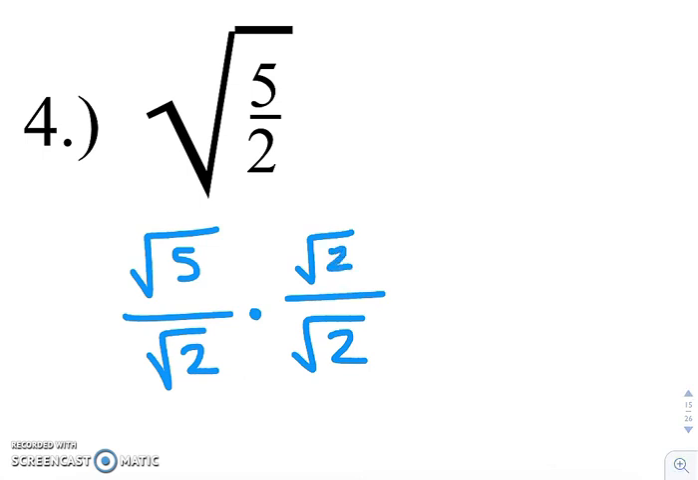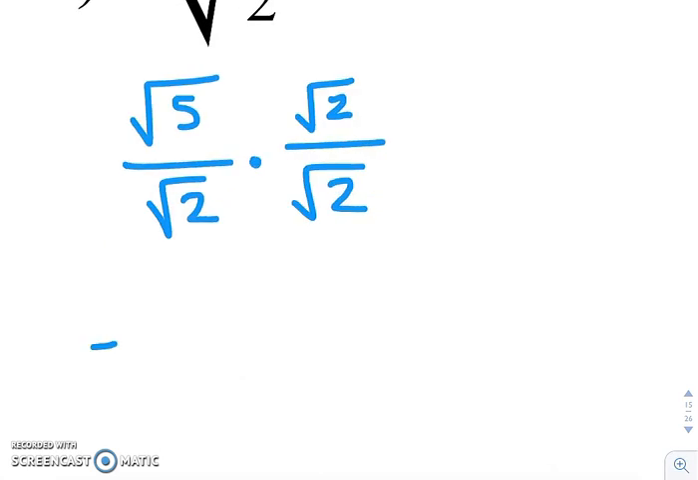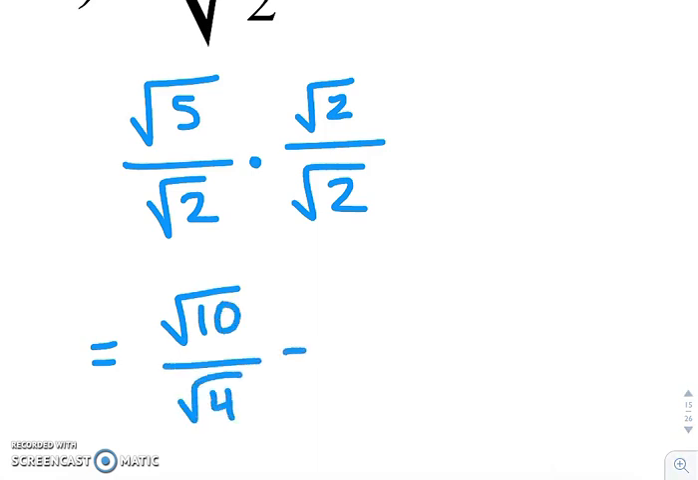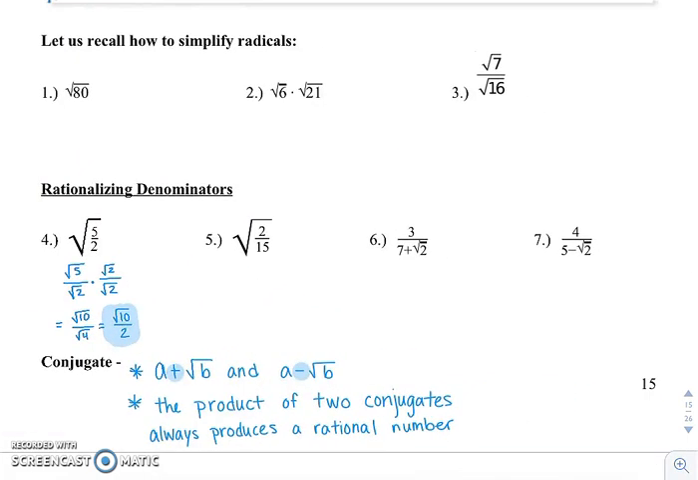So we have to do the top and bottom. So what happens is you get the square root of 10 over the square root of 4, and that square root should be a perfect square now in the bottom. And then you guys are done. It's rationalized when you have no radicals left in the denominator. So why don't we look at number 6?